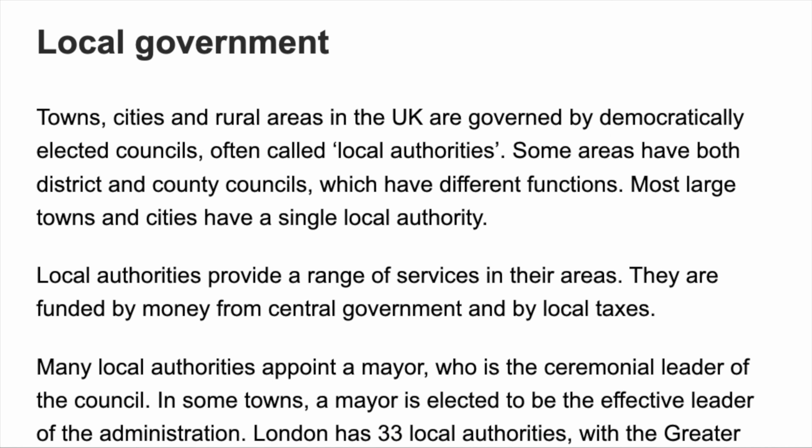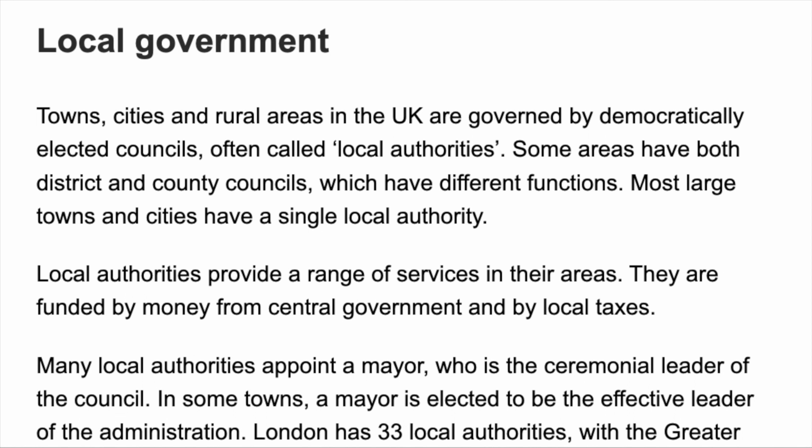Local government. Towns, cities, and rural areas in the UK are governed by democratically elected councils, often called local authorities. Some areas have both district and county councils, which have different functions. Most large towns and cities have a single local authority. Local authorities provide a range of services in their area. They are funded by money from central government and by local taxes.